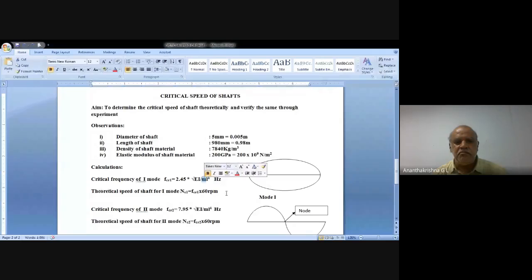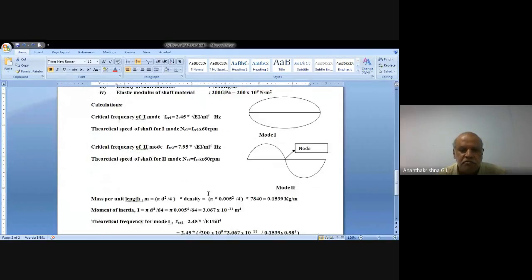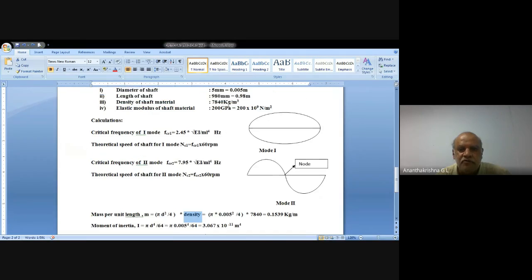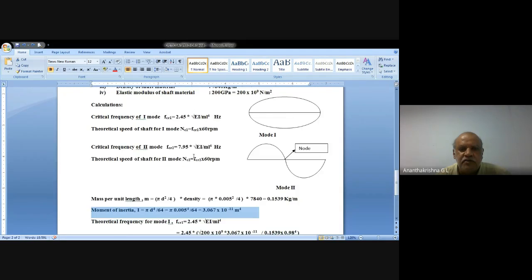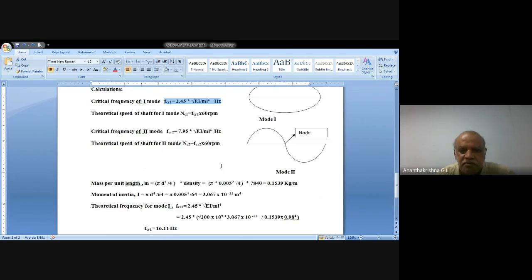Here, m is mass per unit length, right? And L is length of shaft, that is 0.98 meter. So use that equation. Mass per unit length m is given by pi d square by 4, that is the area, into density. Density is known as 7840 kg per meter cube. So calculate mass per unit length m. Moment of inertia I is equal to pi d 4 by 64. Then substitute in the equation for critical frequency for mode 1, multiplied by 60, you will get RPM. Is that okay?